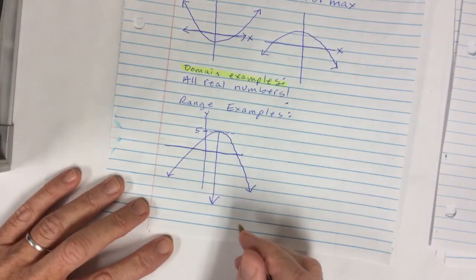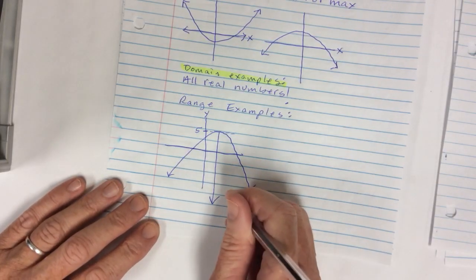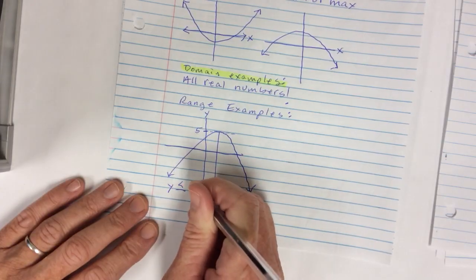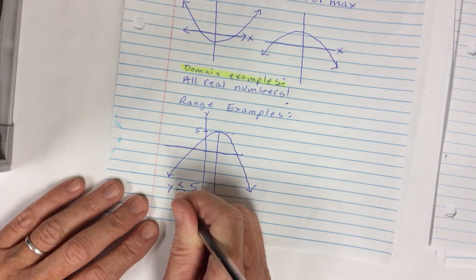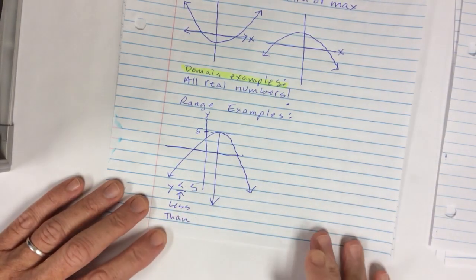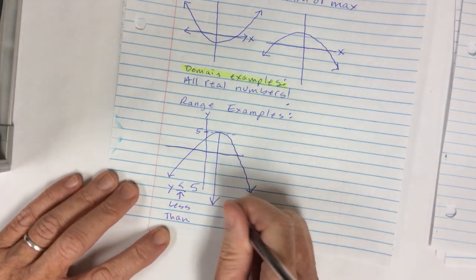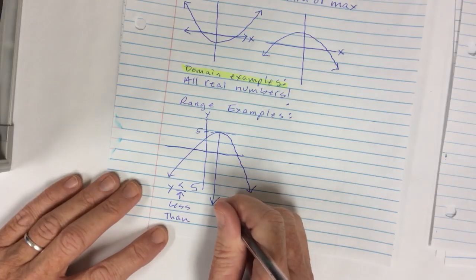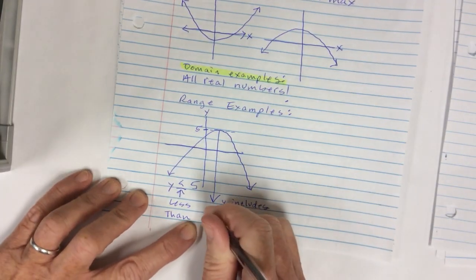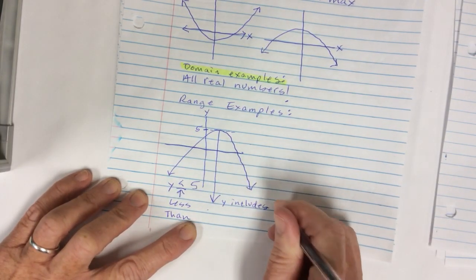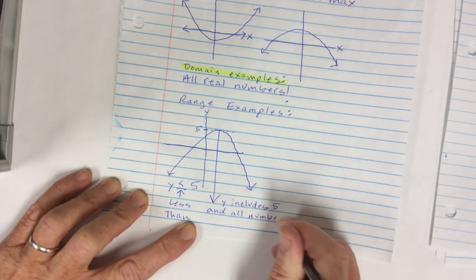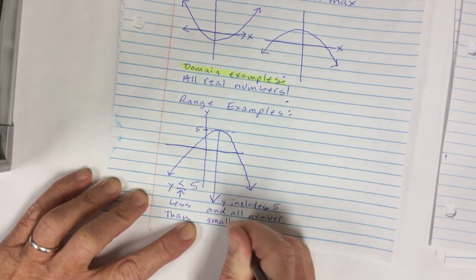So the way they would write that is y is less than or equal to 5, because this is less than. So y includes all 5 and all numbers smaller than 5.